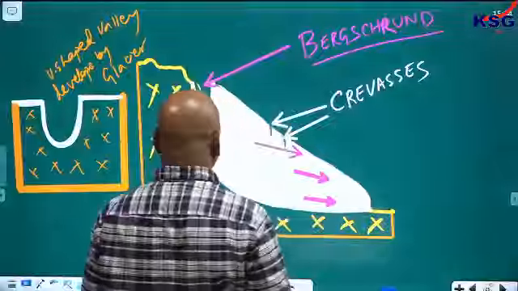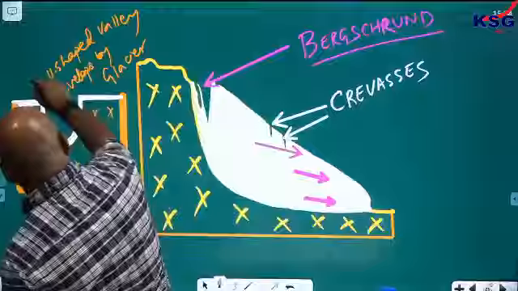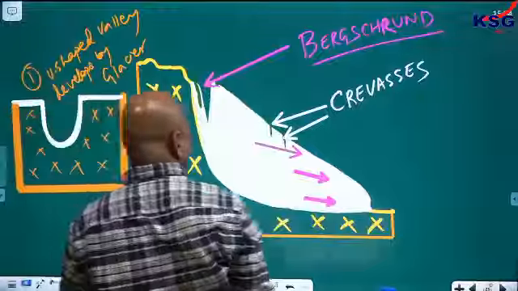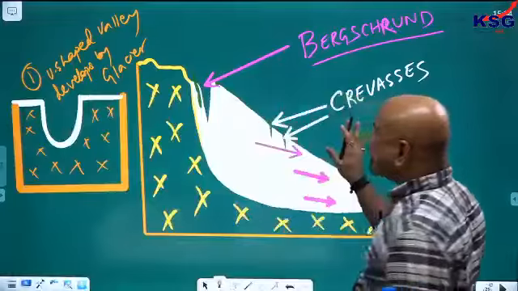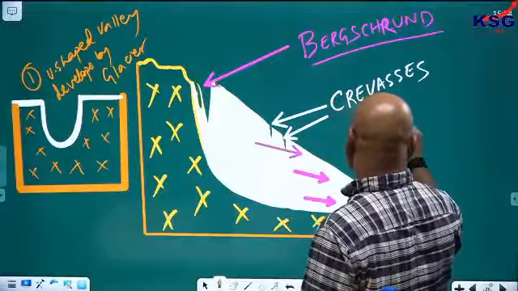What is that? Arete. So among erosional landforms, the U-shaped valley is the first. This is a part of the glacier, so I am not going into that. U-shaped valley is the first. Second is arete.